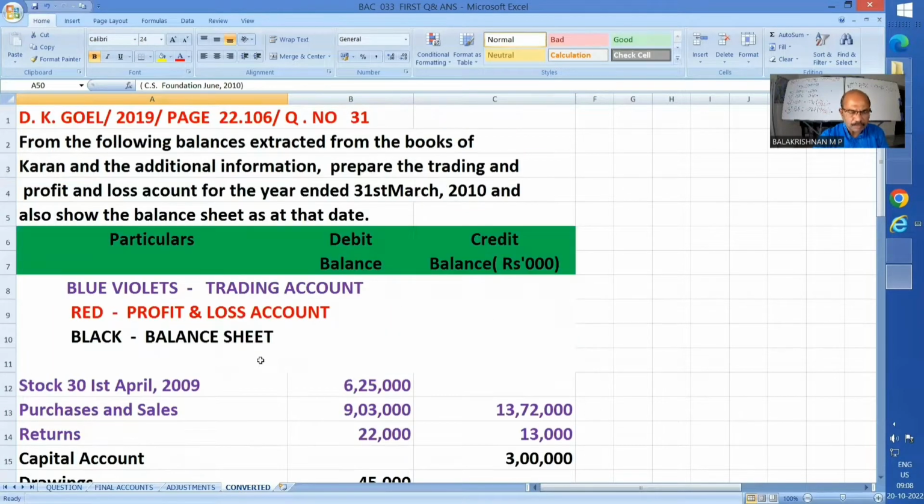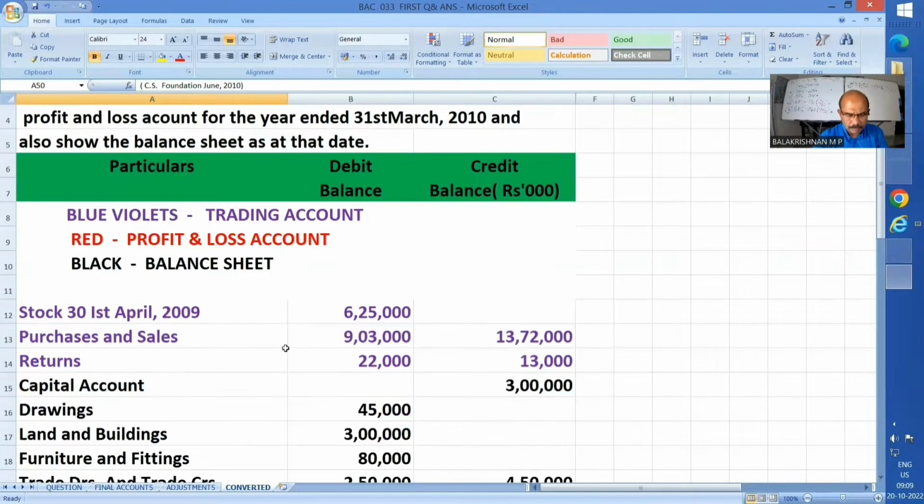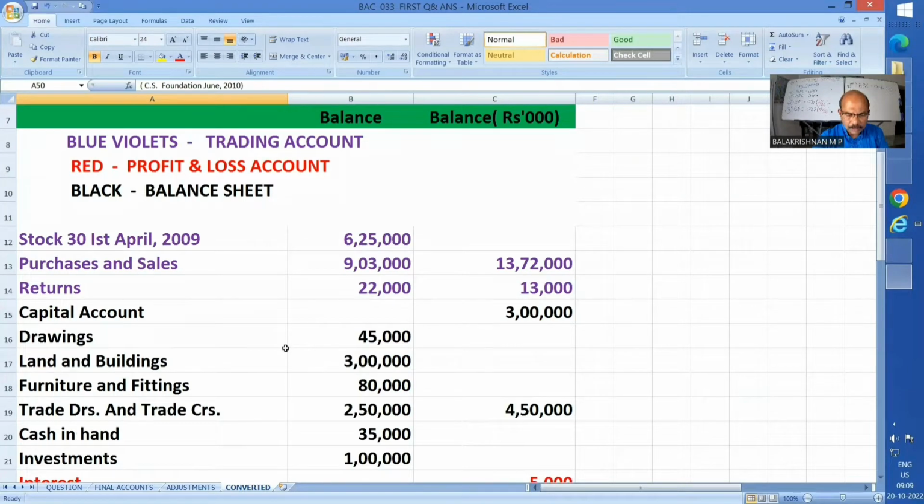Please take it down. From the following balances extracted from the books of Karen and additional information, prepare the trading and profit and loss account for the year ended 31st March 2010 and also show the balance sheet as at that date. I am posing the questions sufficiently so that, as usual, those of you who could not manage the question can write it down. That will be very much convenient for you. It will make you very comfortable to watch this video.